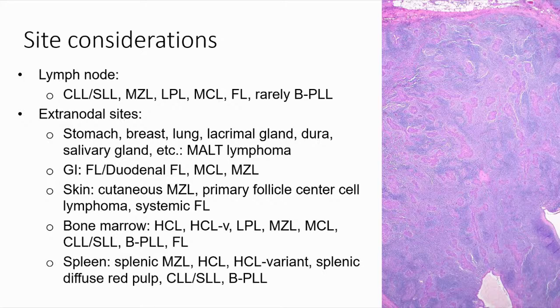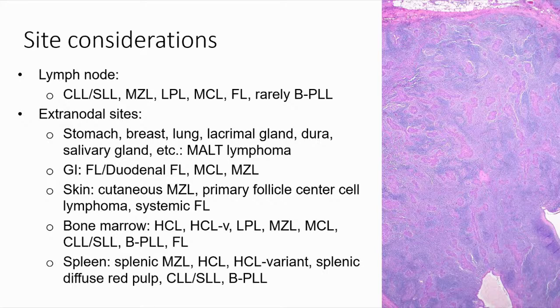And the bone marrow is another site where you can see a huge array of different small B-cell lymphomas, but in particular, as compared to lymph nodes, we're seeing hairy cell leukemia variant and lymphoplasmacytic lymphoma maybe more commonly, and all the other ones can be in there as well. Follicular lymphoma, of course, has that very characteristic paratrabecular pattern when it involves the bone marrow.